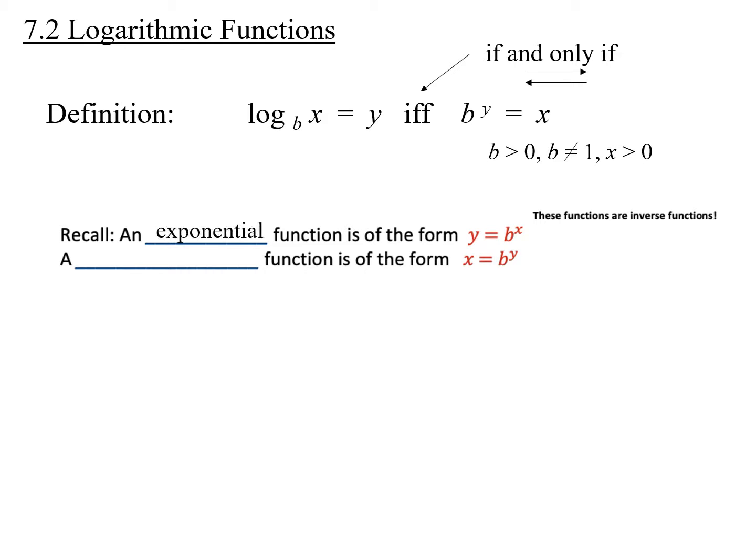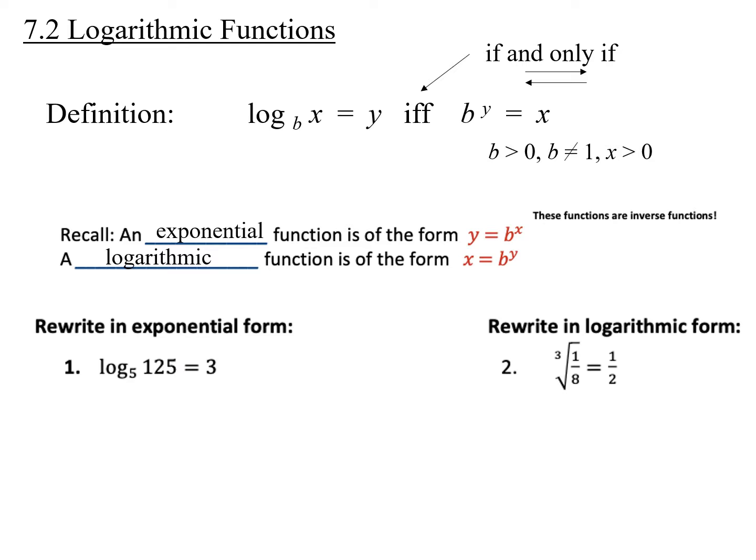Now recall that an exponential function is in the form y is equal to some base to the power of x, whereas its inverse, the logarithmic function, is x is equal to b to the y. They are in fact inverse functions, which we will take advantage of.